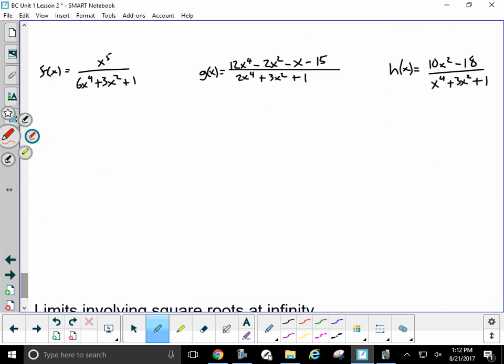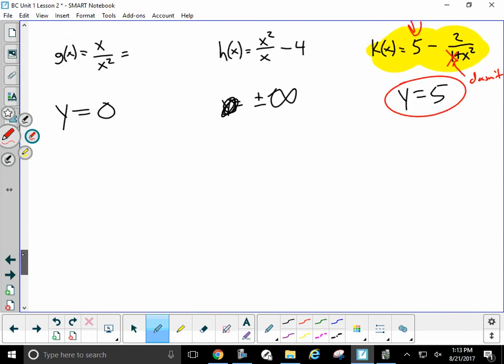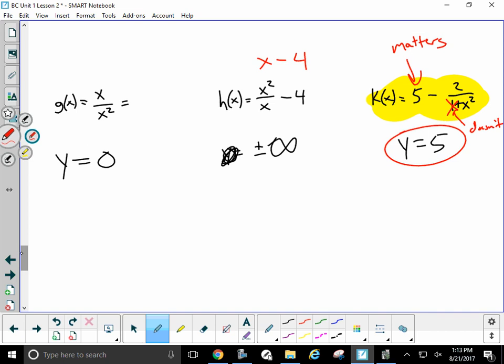Questions? Yes. Well, x minus 4 as we're approaching infinity would end up being infinity minus 4, still infinity. Right? Ever increasing number minus 4.